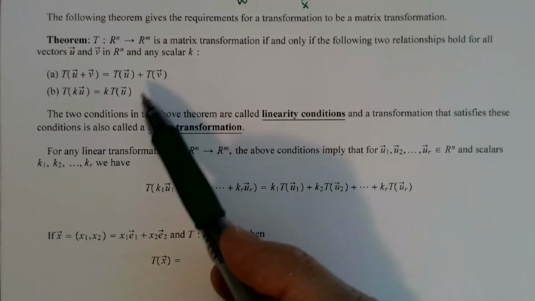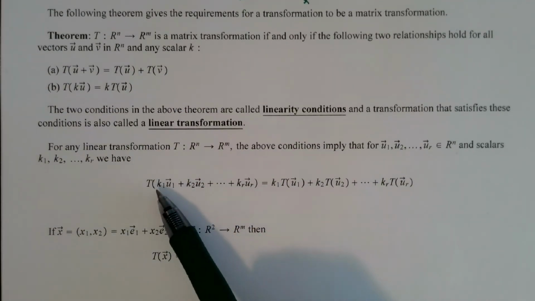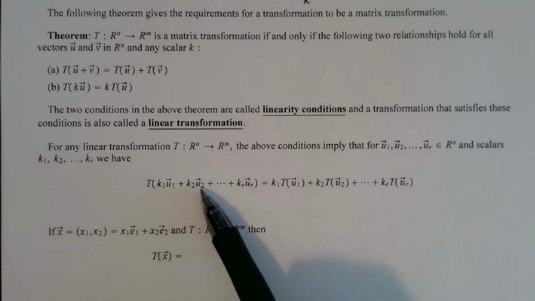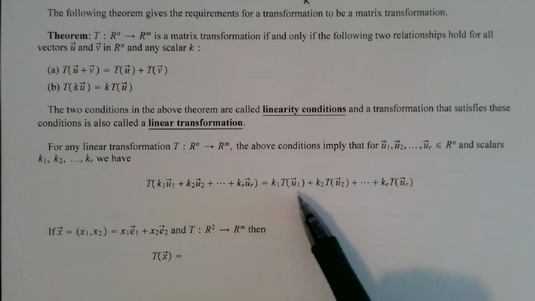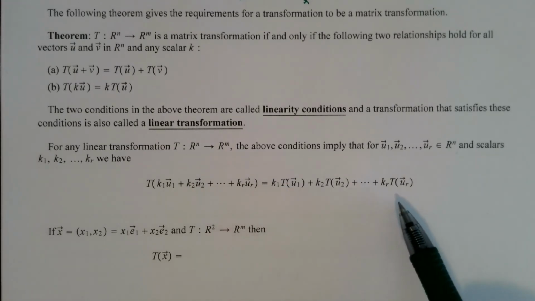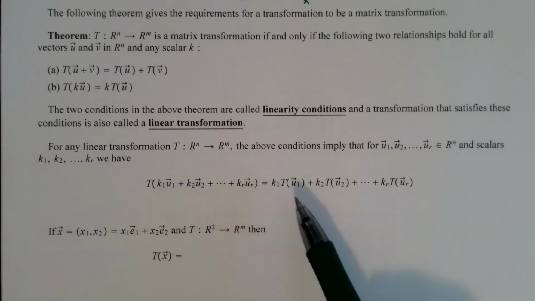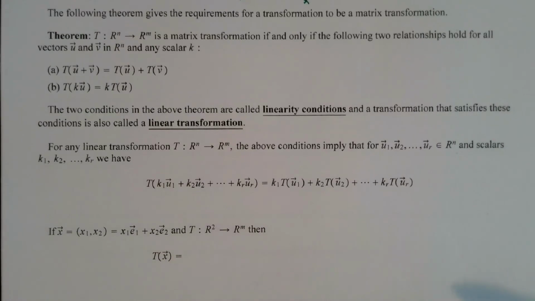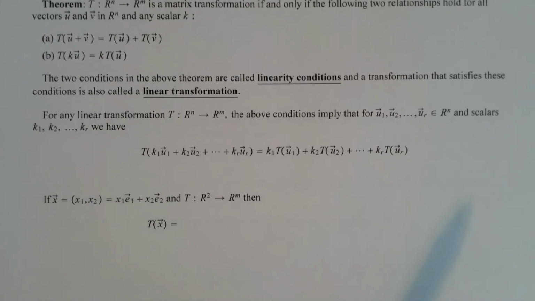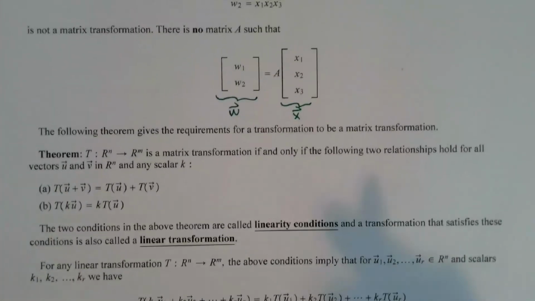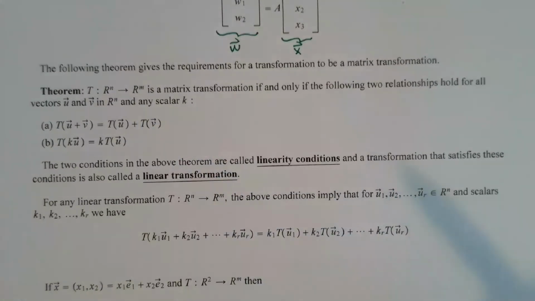If we make repeated use of these rules for any linear transformation, then if I take the image of a linear combination of vectors in the domain, that's going to output a linear combination of the images in the codomain, where the coefficients are all the same: the scalars k1, k2, and so on. And so this gives an actual theorem that allows us to test. So for instance, the transformation up here does not satisfy both of these conditions.